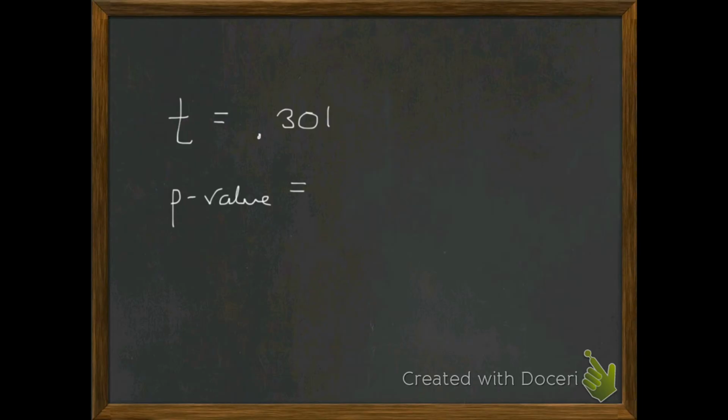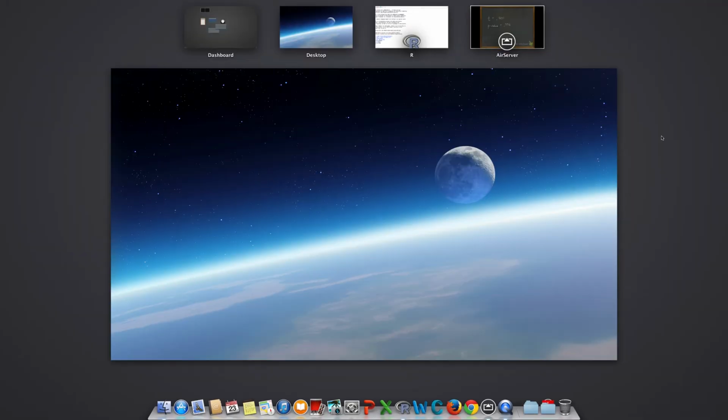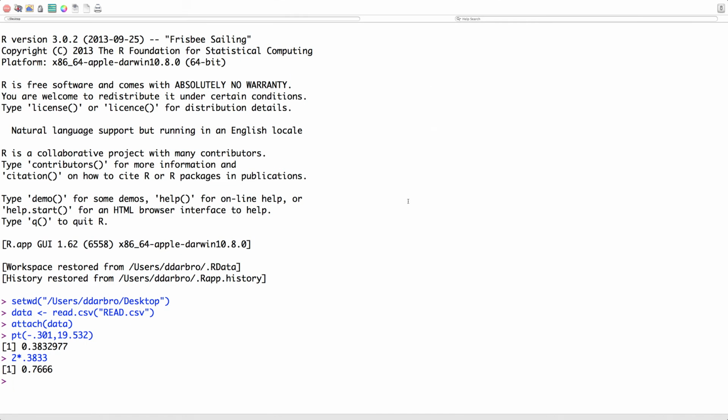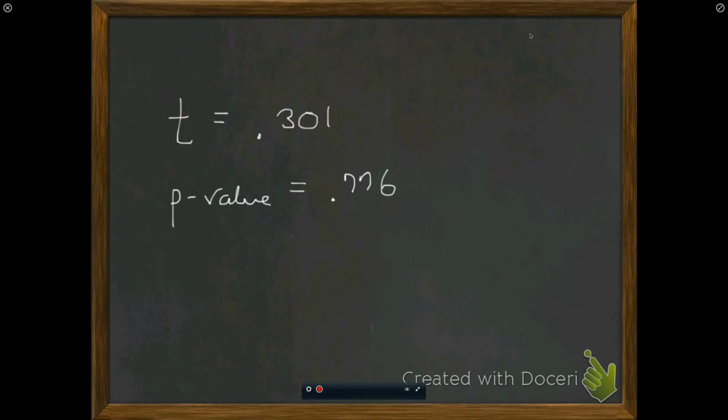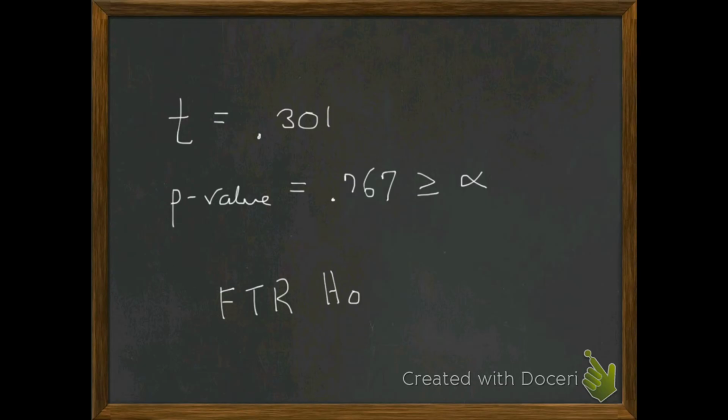And our p-value is 0.776, I do believe. I don't want to have that wrong. Let me just go over here and double check. 0.767, okay. So again, clearly this is greater than or equal to our alpha. So our decision here is going to be fail to reject H sub 0.